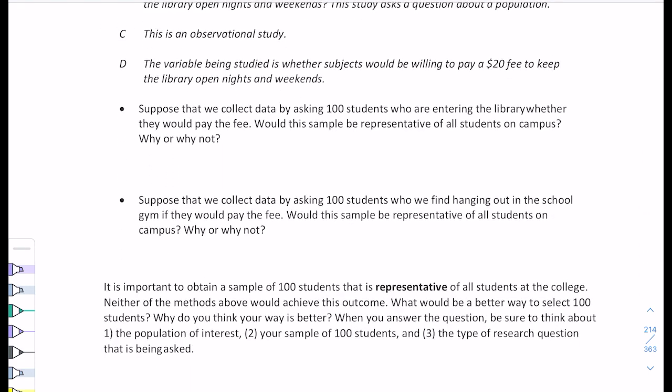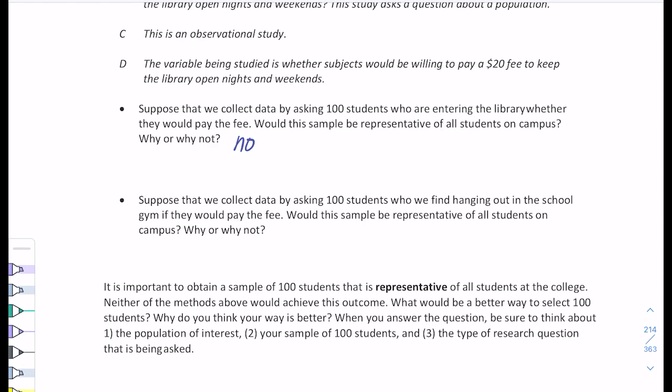Suppose that we collect data by asking 100 students who are entering the library whether they would pay the fee. Would the sample be representative of all students on campus? Why or why not? So I would say no. This would be convenience sampling.